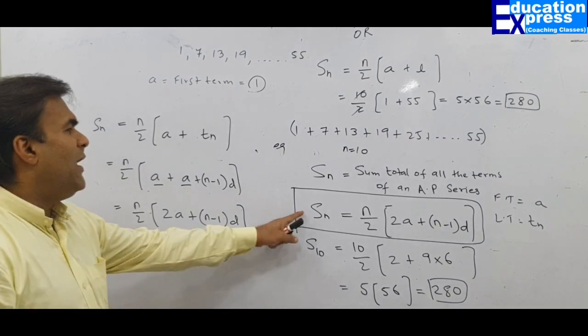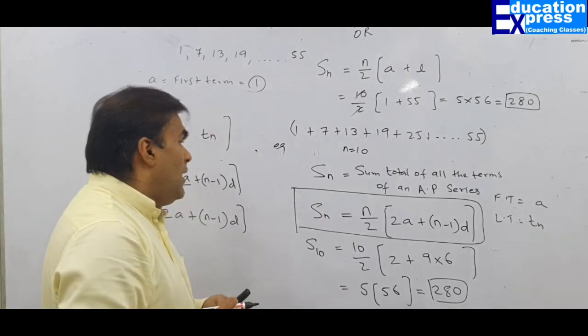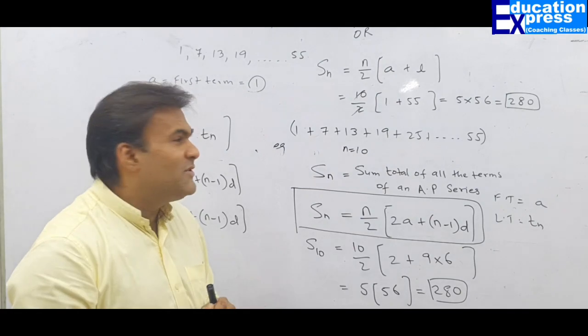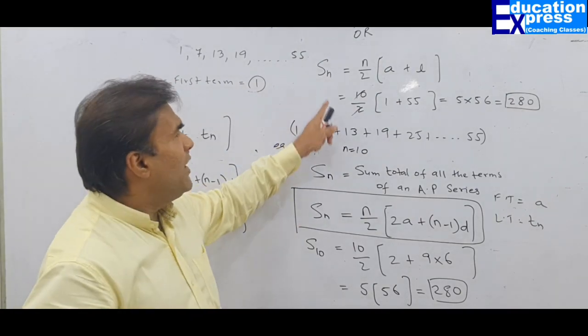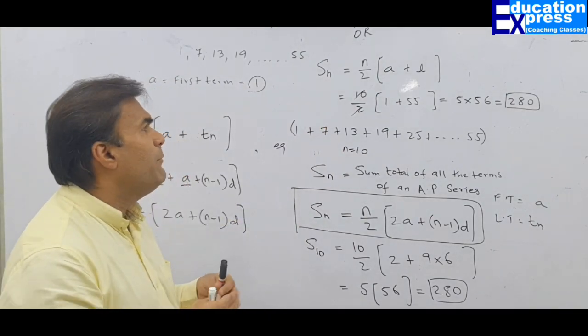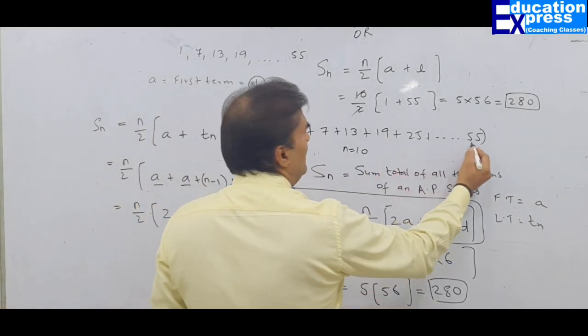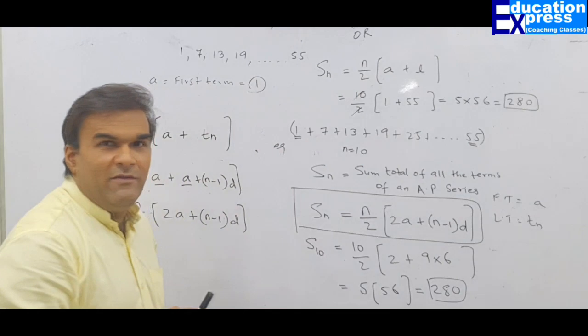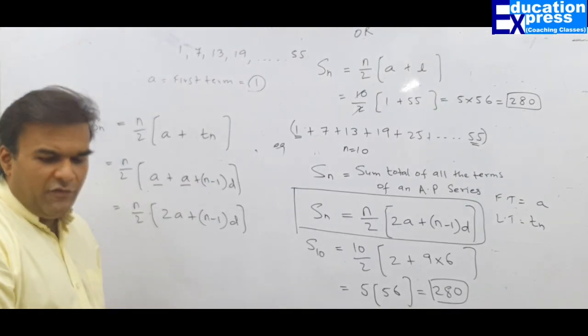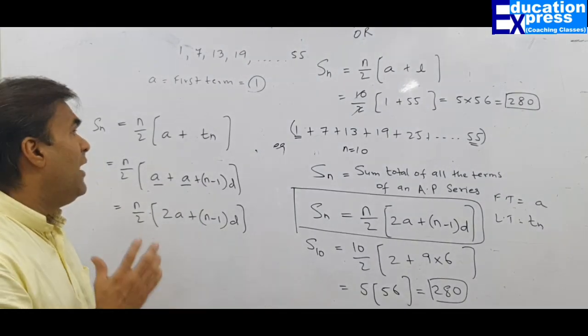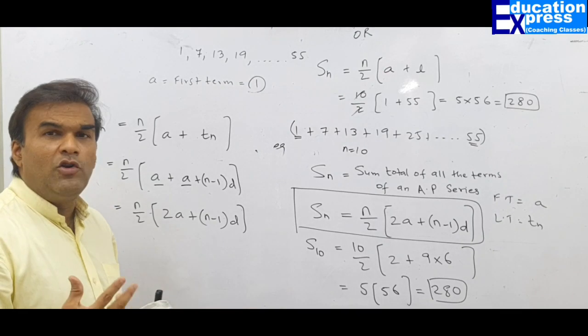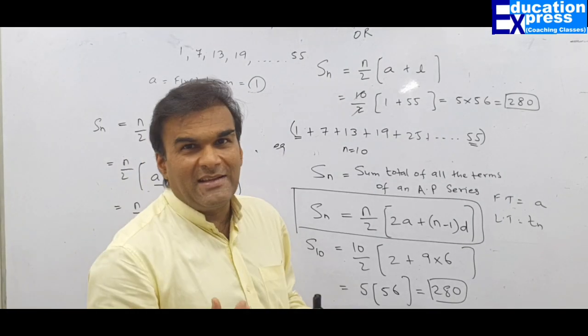So this formula is far more superior. It can be used in any given circumstances, whereas this formula can really help you to do your computation faster only in case when the first and the last term are available with us. So we have both the formulas in our orbit. Let's move on to doing a few questions from the exercise.